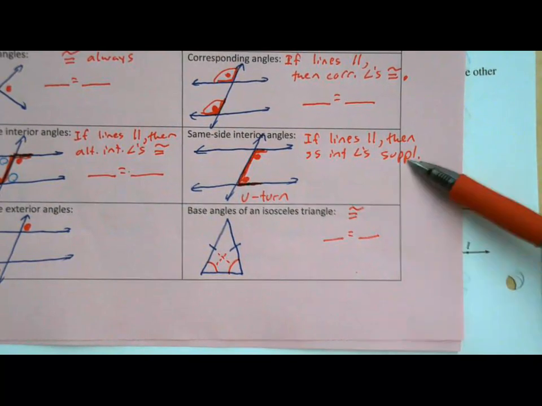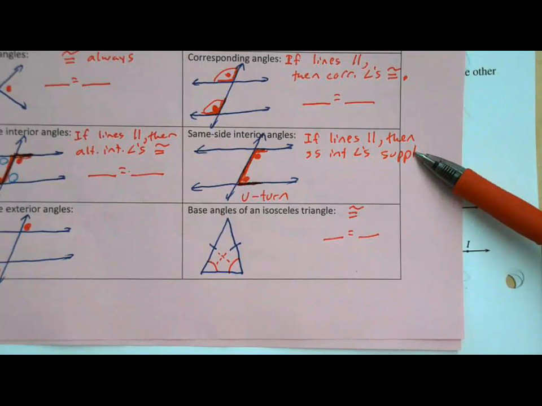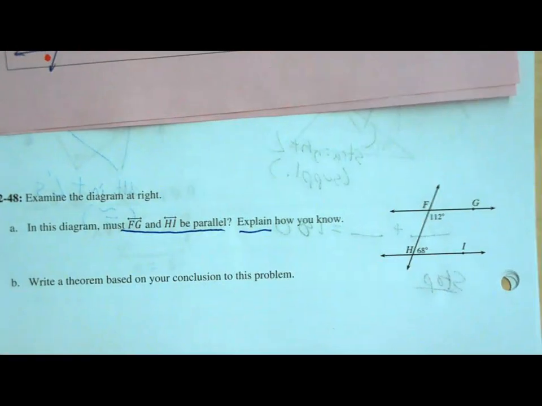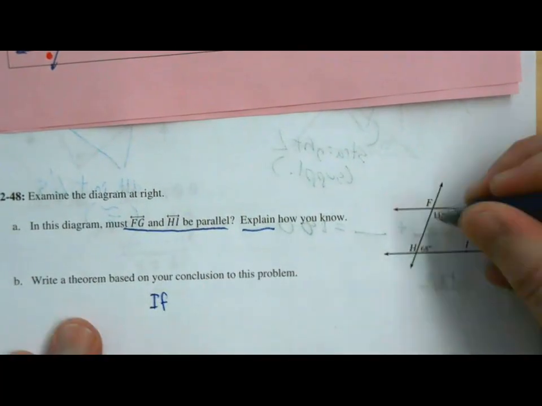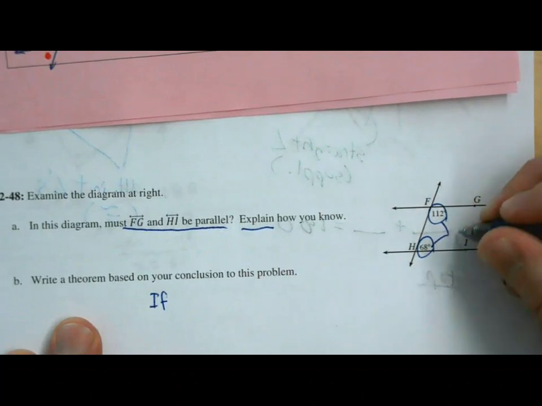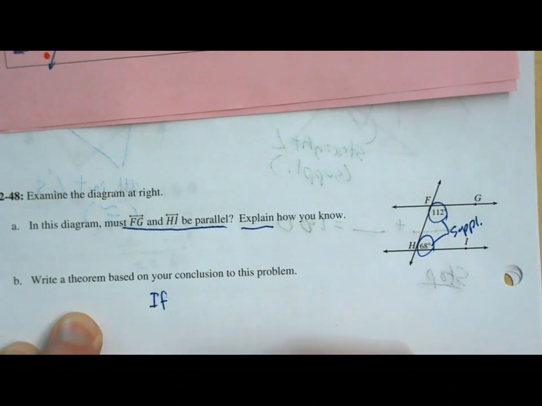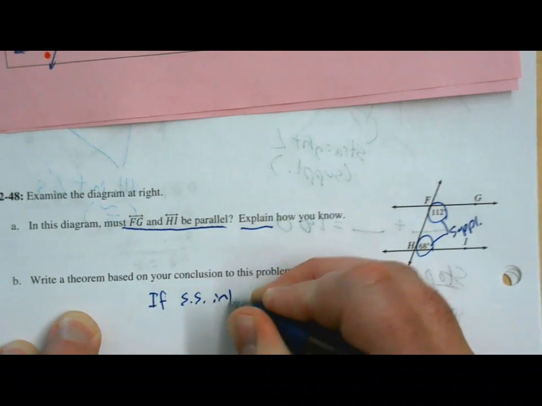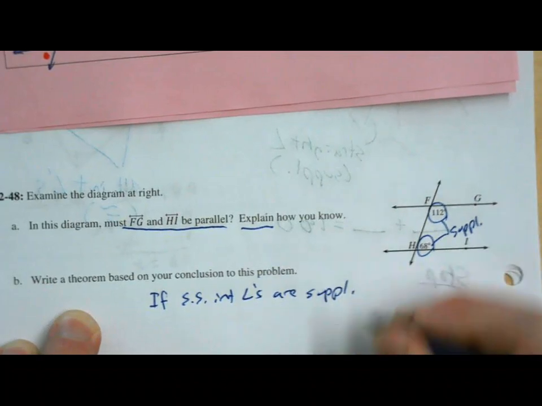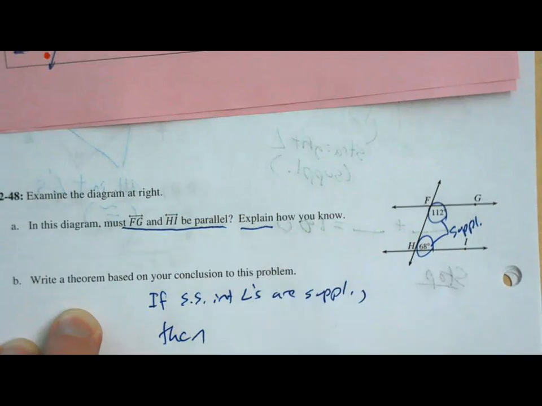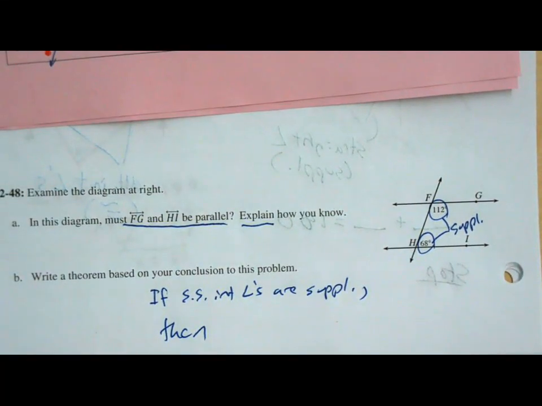Yeah, so it's basically the same thing. We just flip the if and then. So the new theorem that we've just made up is: if, so what did we start with here? We started with the fact that these are supplementary. So if same side interior angles are supplementary, comma, then what's our conclusion? What has to be true if we see same side interior angles and they add up to 180? Then the lines are parallel.